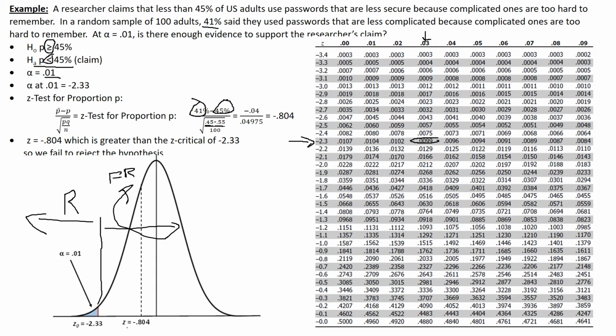Negative 0.804 is right here. It's in the fail to reject region. It is greater than negative 2.33, which is where my alpha was. So I fail to reject the null hypothesis, and I cannot support the claim.